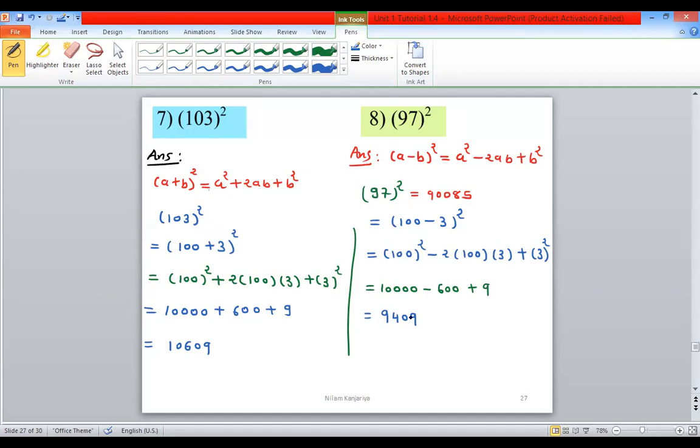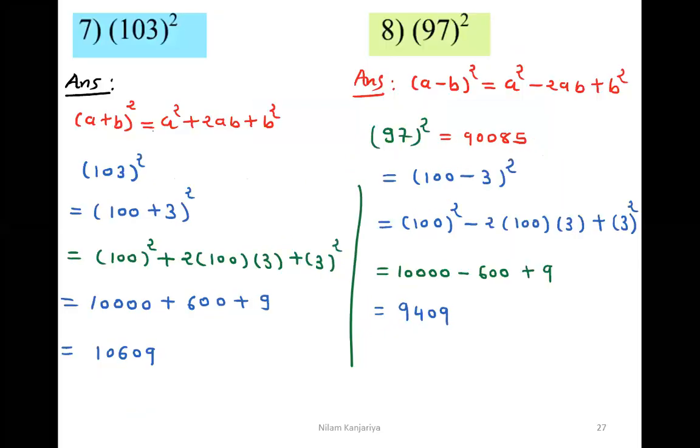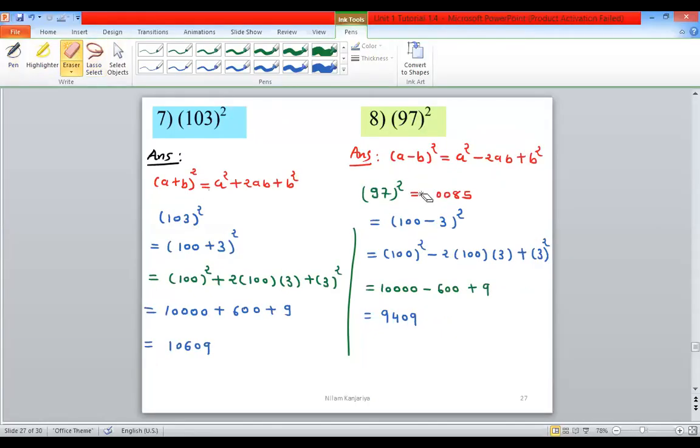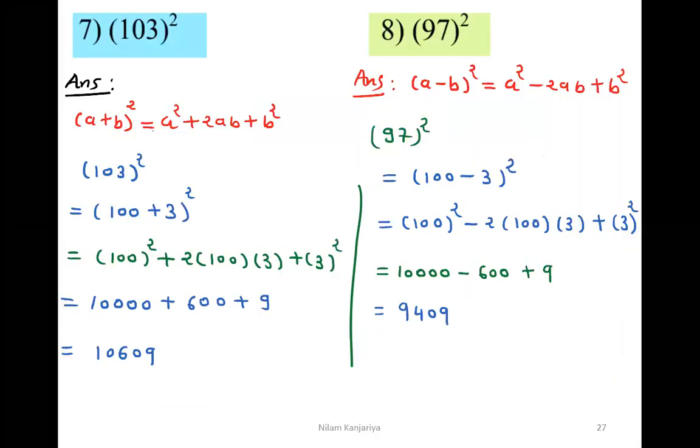Hope you all clear. So you can use any two identities of the square, positive or negative. It is your choice. If you use the positive, then okay. If negative, then okay. So for the square, you can use either the positive or the negative identity.